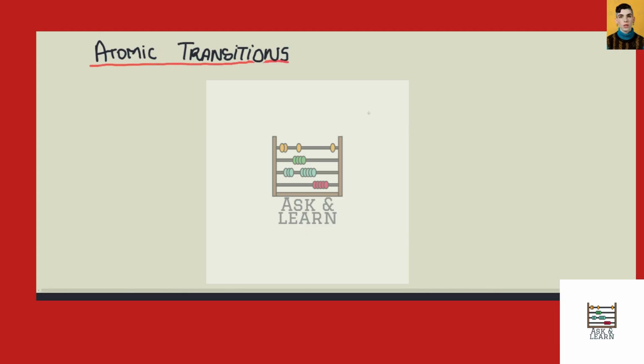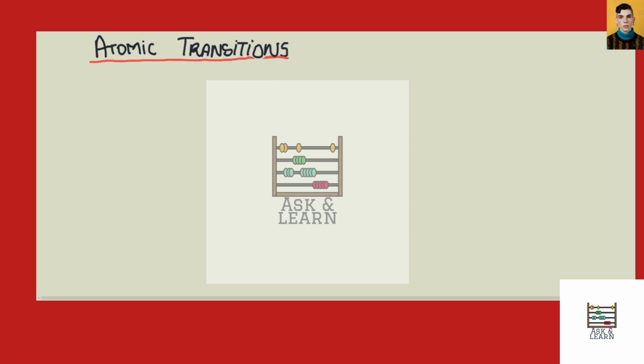We are going to talk about atomic transitions. So let's remember that atomic transitions can occur in two different mechanisms. The first mechanism I'm going to talk about is absorption. Absorption basically means a transition that happens from the ground state. So let's write here, and this is an important thing: absorption always starts from the ground state.